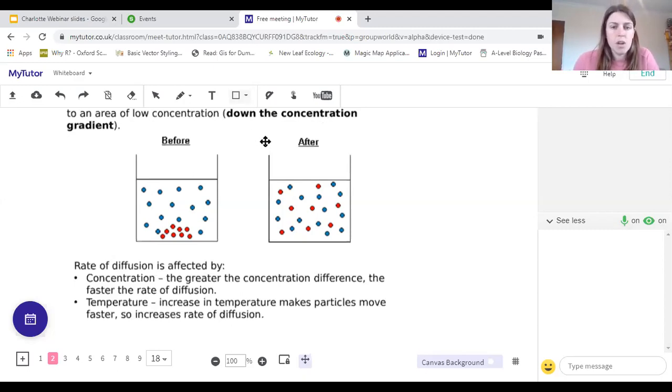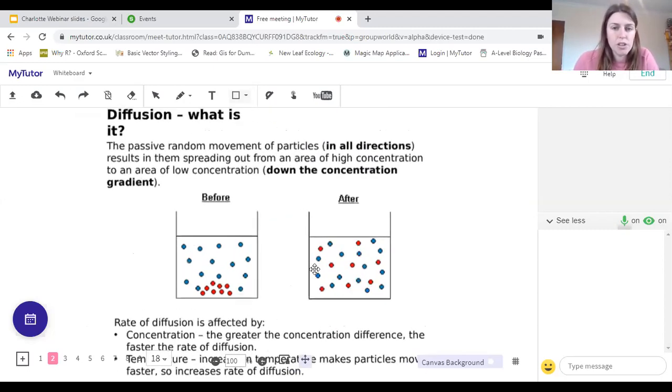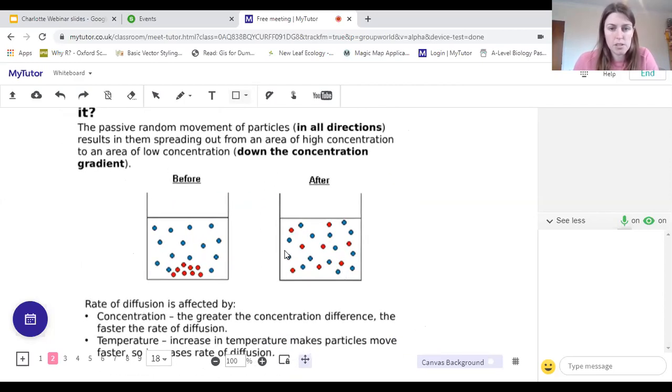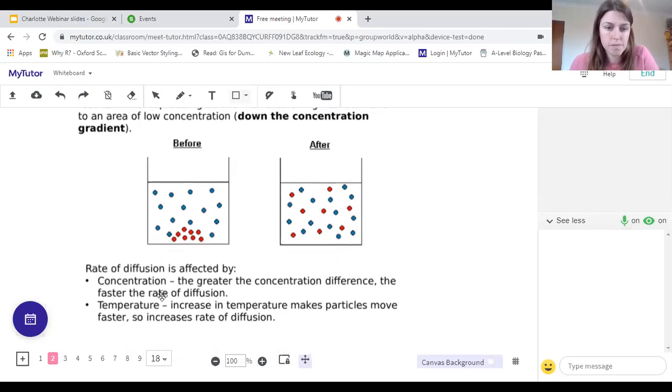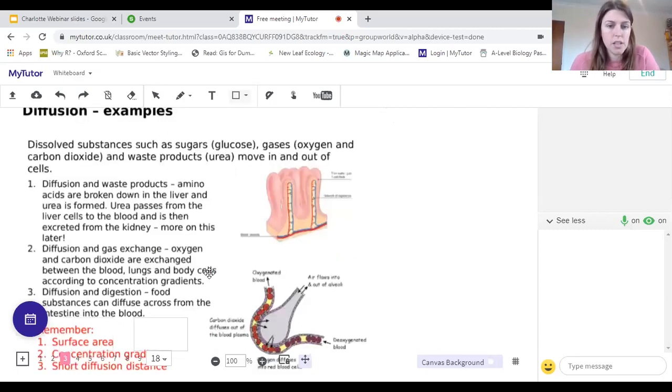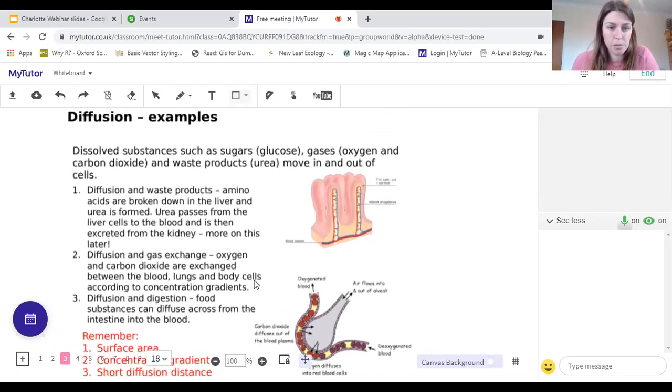So that's diffusion as a basic concept. It's the movement of particles, it's how most things happen. It doesn't need any energy, it's a passive process. And so most of the exchange of particles in our body is done by diffusion. Some specific examples of that.